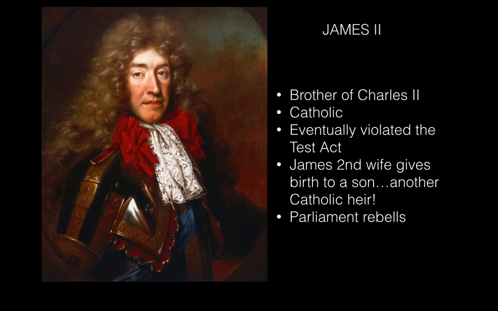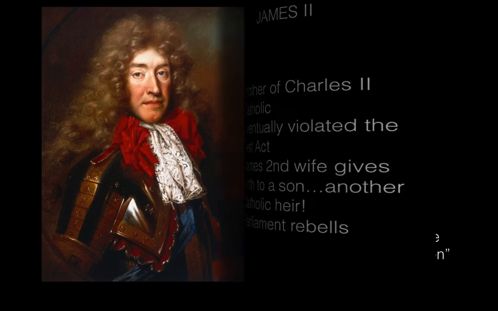Okay, James II is the brother of Charles II. He's Catholic. Like I said, he eventually violates the Test Act, and James's second wife gives birth to a son, which is now another Catholic. Remember, James the Second is Catholic, so his son will be raised as a Catholic. Now, Parliament completely rebels against this. They're extremely upset because now England could become another Catholic nation.